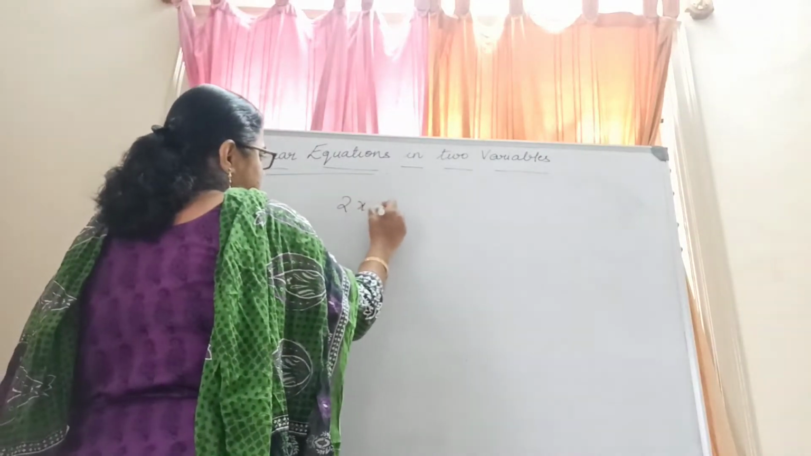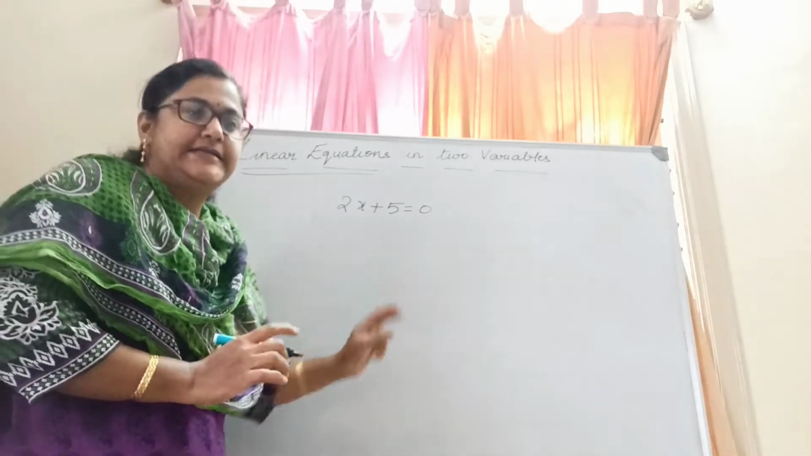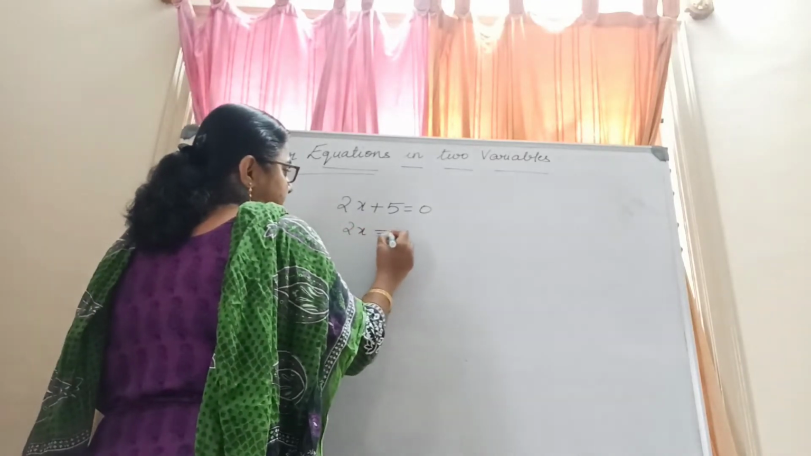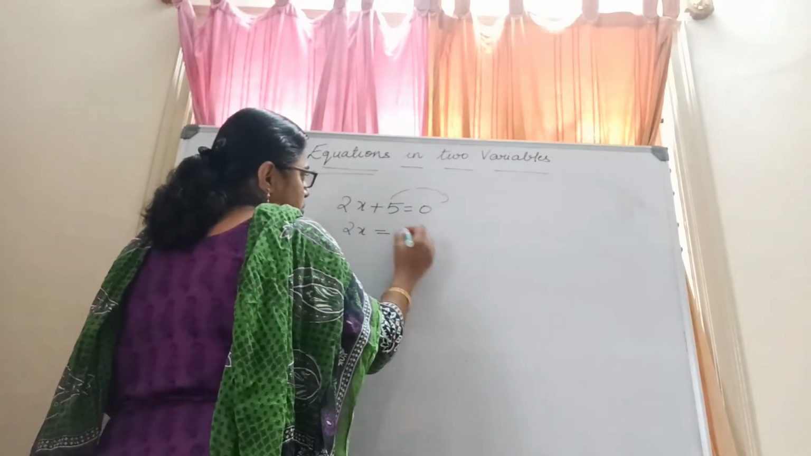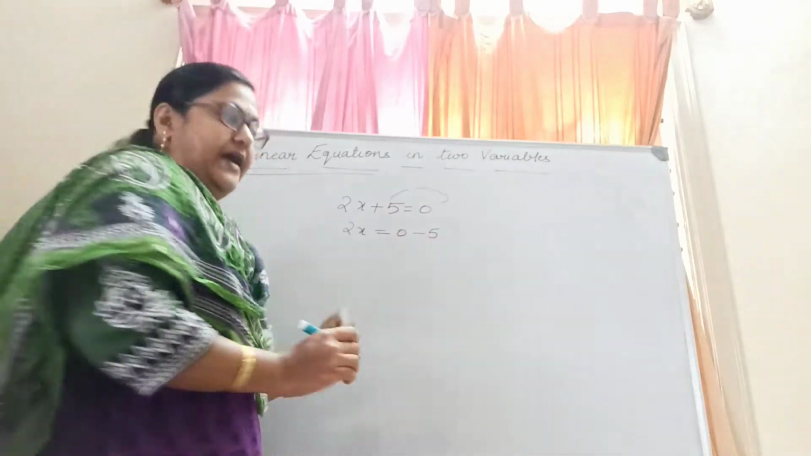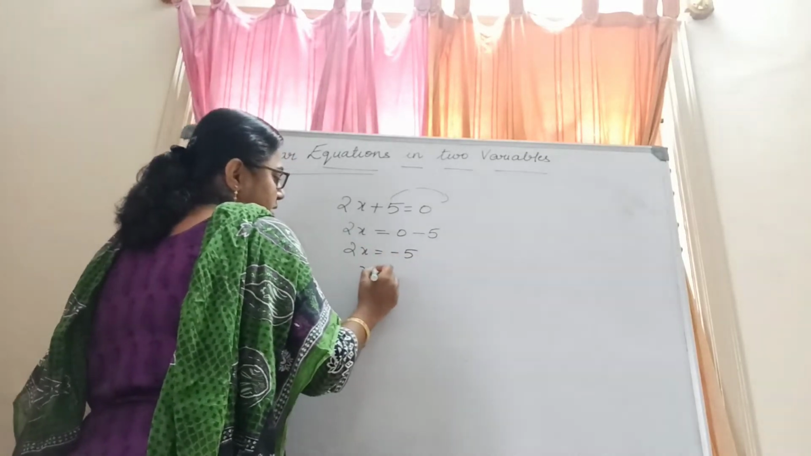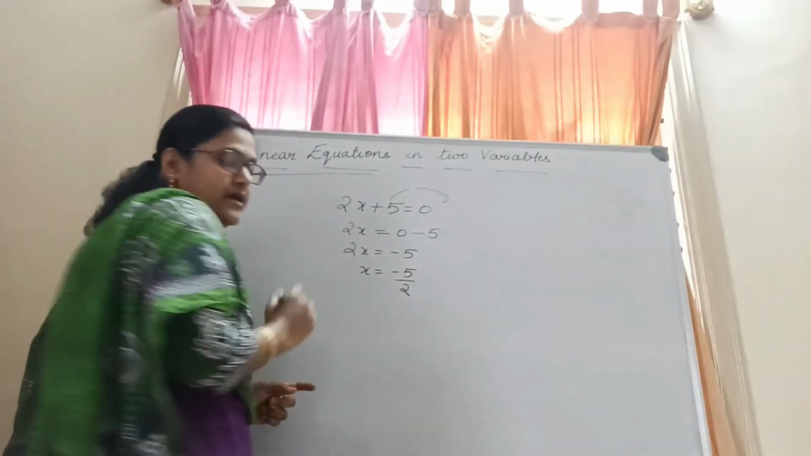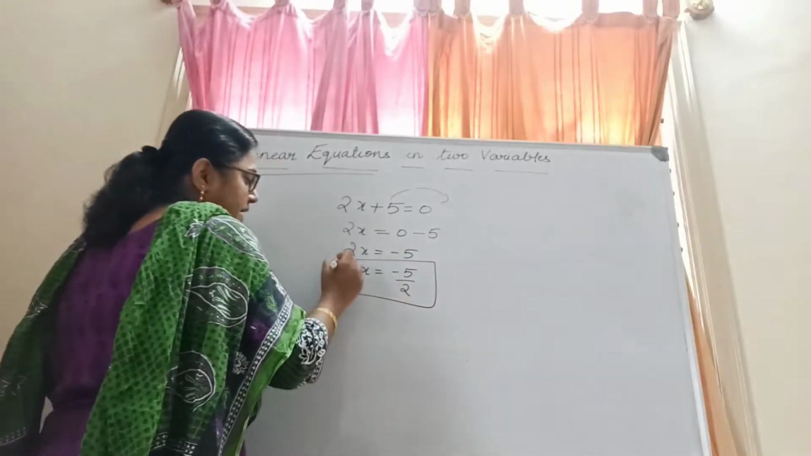2x plus 5 is equal to 0. Now this is a linear equation in one variable, of course, just for an example I am taking. Now what is the solution of this equation? 2x is equal to 0, I am just transposing this 5 onto the other side of the equal to. So plus 5 will become minus 5. 0 minus 5 is minus 5. So 2x is equal to minus 5. x is equal to minus 5 divided by 2. Transpose this 2 onto the other side. So x is equal to minus 5 by 2. So the solution of the equation is x is equal to minus 5 by 2.